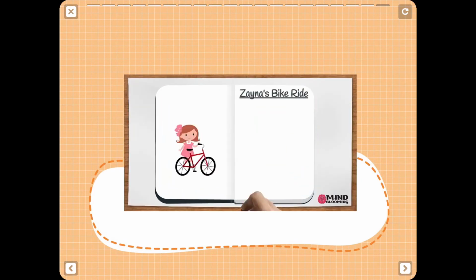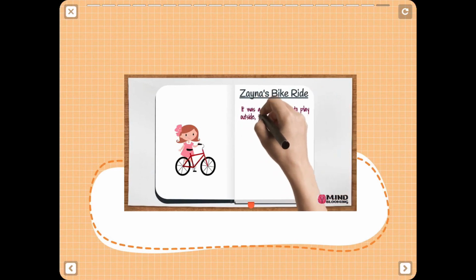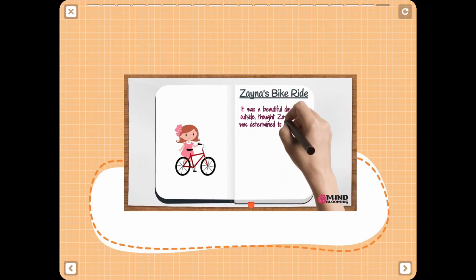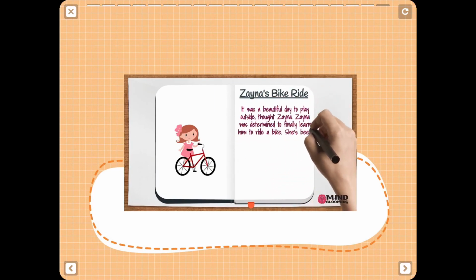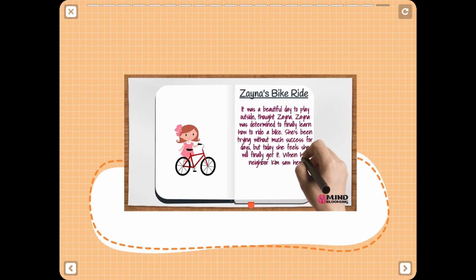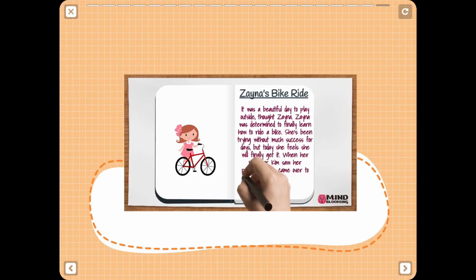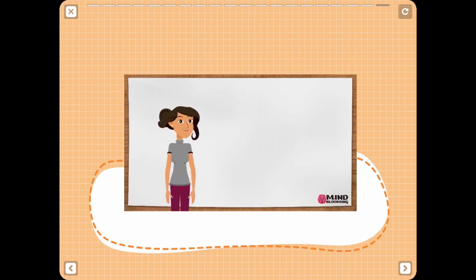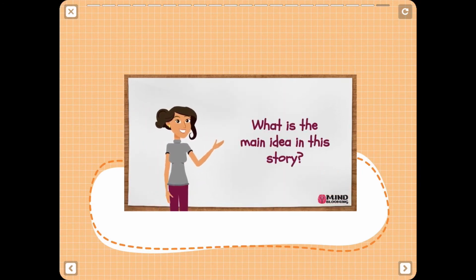Zaina's bike ride. It was a beautiful day to play outside, thought Zaina. Zaina was determined to finally learn how to ride a bike. She's been trying without much success for days, but today she feels she will finally get it. When her neighbor Kim saw her practicing, she came over to help her. With Kim's help, Zaina was finally able to ride her bike. So what is the main idea in this story?